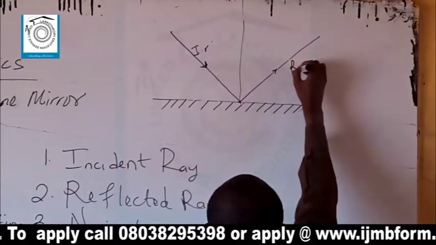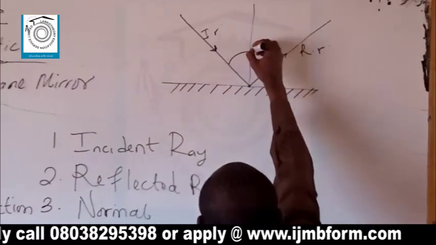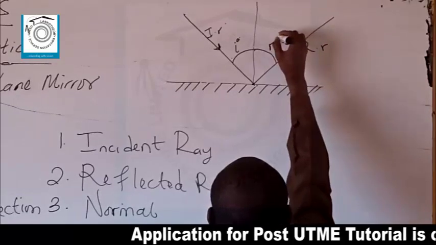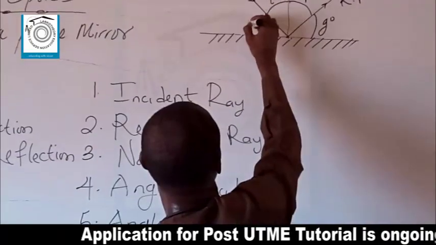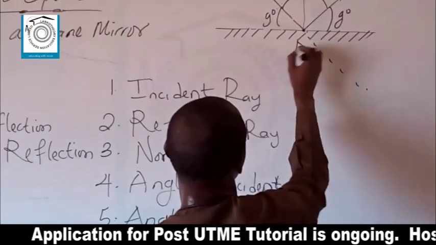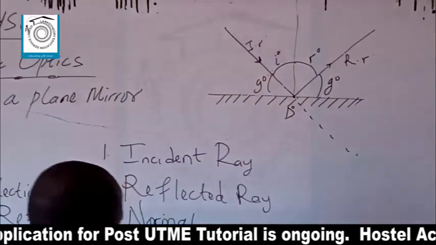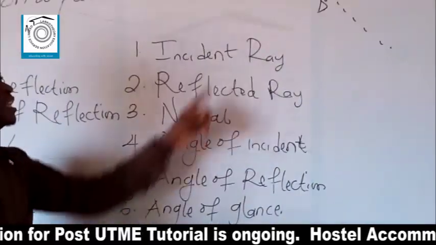I'll call this one R, small letter r, and likewise I observe that there is a particular angle between these two. So I call it i degree. There is an angle here, I call it r degree. This one we call g degree, and likewise we have another one which is d degree. We trace this one down, there is an angle here, we call it d. So from this diagram, you can be able to define all the terms used in reflection. The first one is the incident ray.